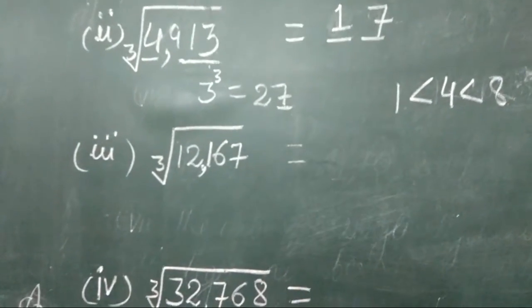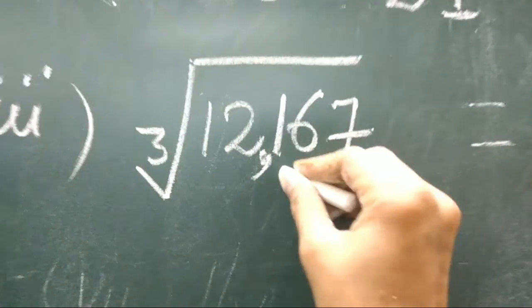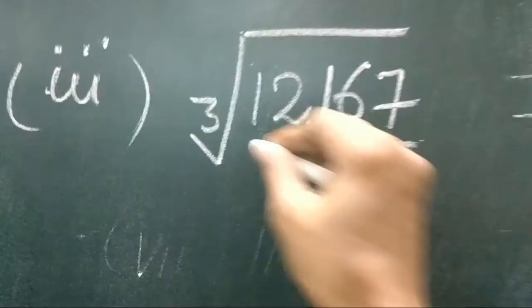Now let's move on to the third part. Make the groups. First group is 167, second is 12.